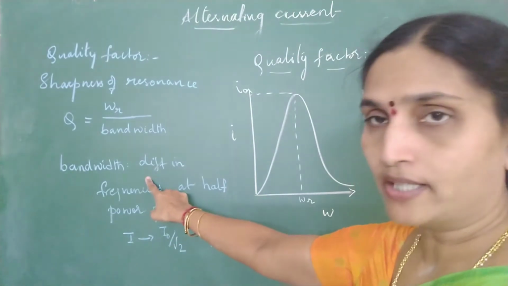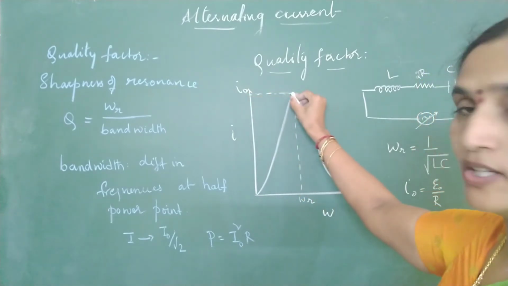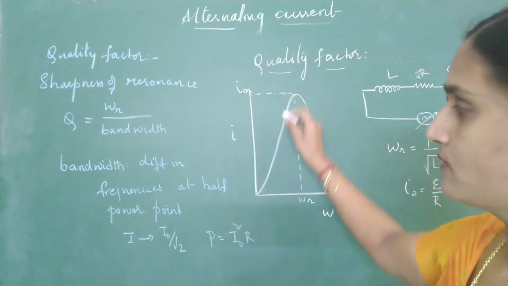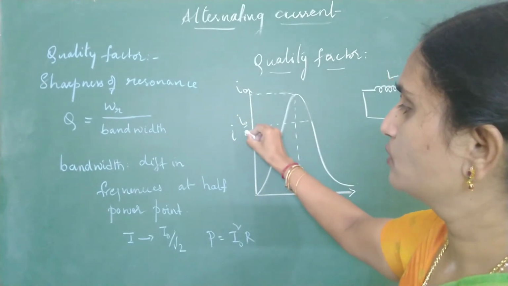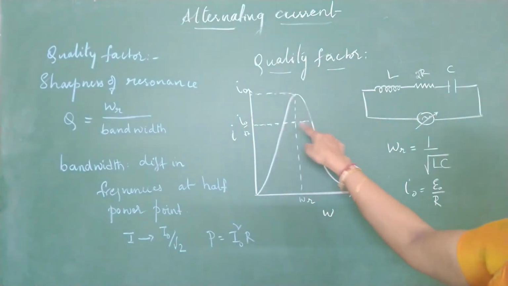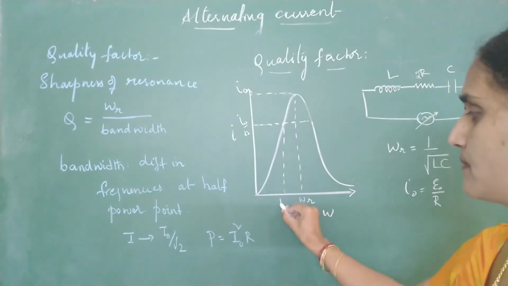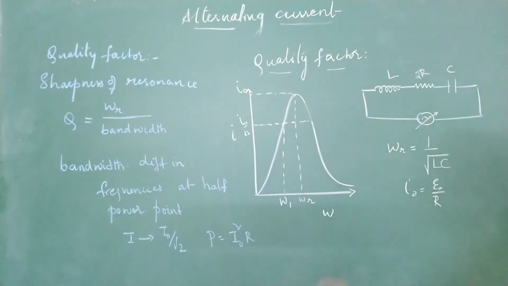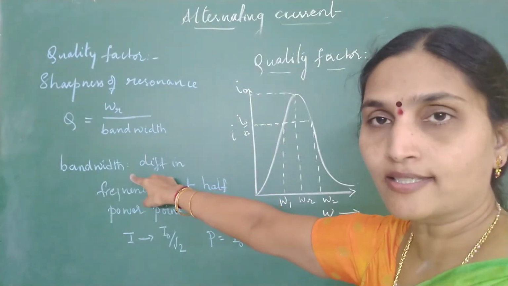To get the bandwidth, select the current as I0 by root 2. This is the peak value of current. If power reduces to half, current will decrease to I0 by root 2. So this is the I0 by root 2 point. When you draw a dotted line, it touches this graph at two different positions. The corresponding frequencies I'll call omega 1 and omega 2. Omega 2 minus omega 1 is called the bandwidth.